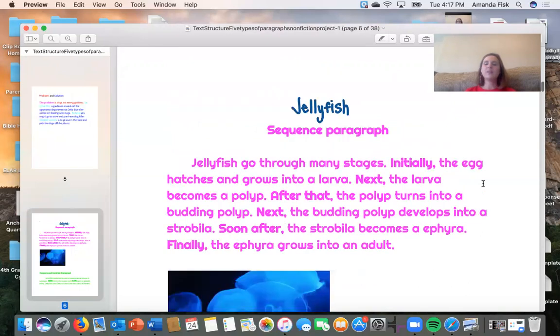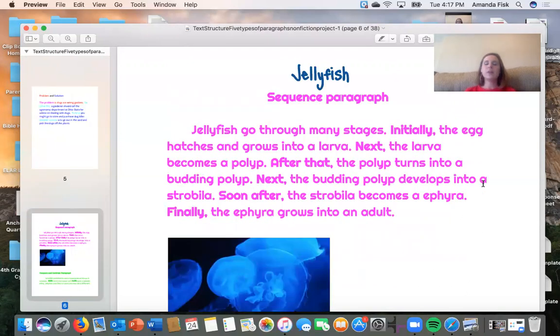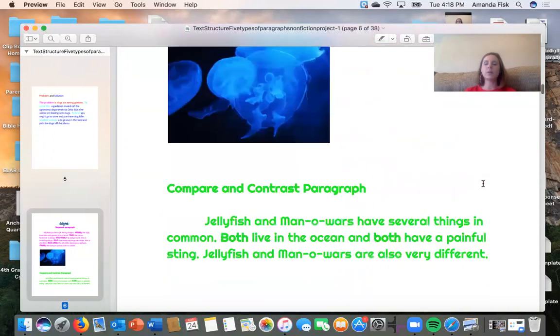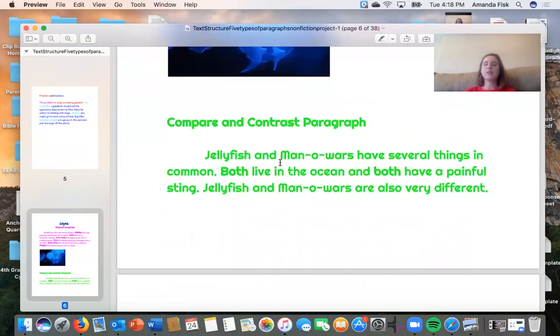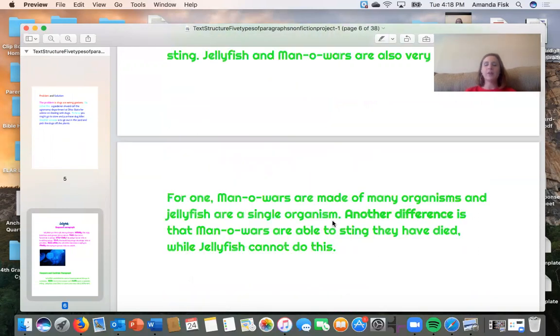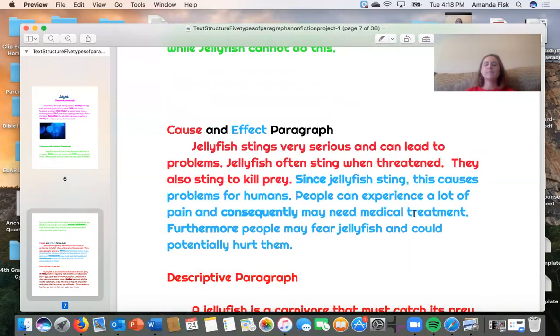And then again, this is just another example. It's a little bit of a more advanced example, but again, it goes through the same process and lists those sequencing words for the sequencing one. Comparing and contrasting, again, they choose something to compare and contrast it with, and they use words like both and how they're different.